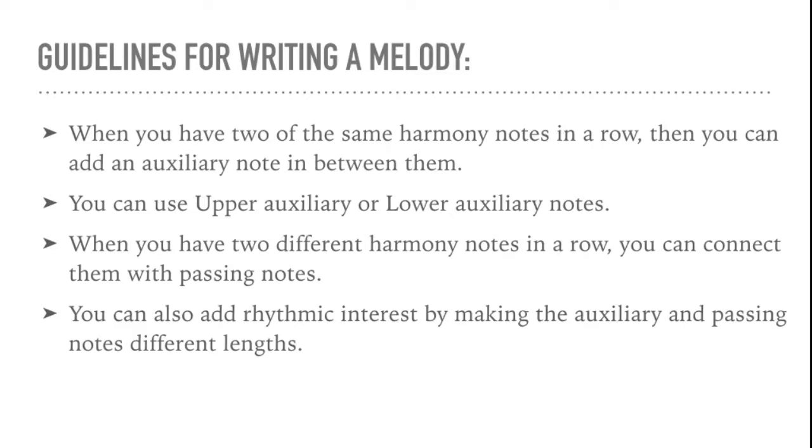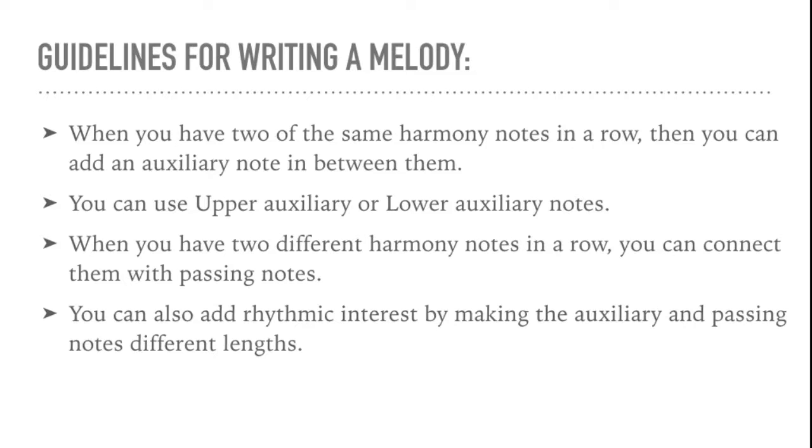Okay, so these are the guidelines for writing a melody. We have 3 exercises to complete. Remember, when you have 2 of the same harmony notes in a row, then you can add an auxiliary note in between. So, for example, if you have E twice repeated, you can add an auxiliary note, upper or lower. When you have 2 different harmony notes in a row, like for example G and C, you can add passing notes between.